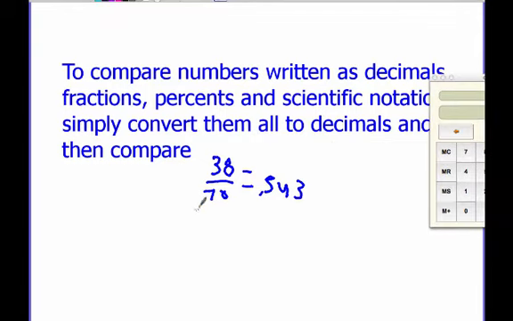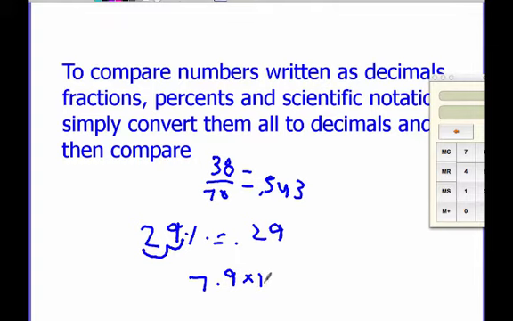The same idea if I wanted to take, say, 29%. To turn a percent into a decimal, we just divide by 100 or simply move our decimal point 2 places and get 0.29. For scientific notation, we discussed in an earlier video that like 7.9 times 10 to the negative 2, we take our decimal point and we move it 2 places, fill any blanks with the zeros, and the number is 0.079.